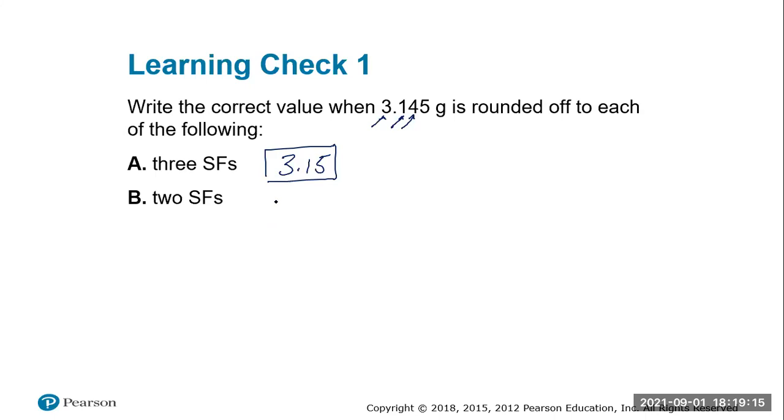If we were going to take it to only 2 significant figures, that would actually take us to the 1. We would then look at the next number, which is a 4, and we would basically just drop the rest of them and end up at 3.1. Any questions on that there?